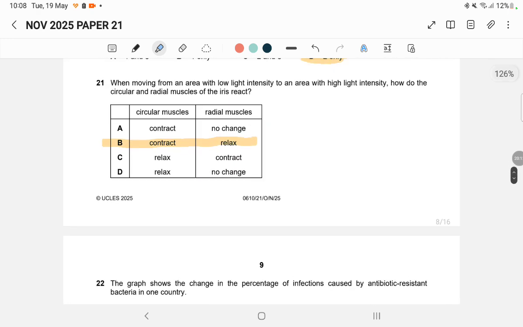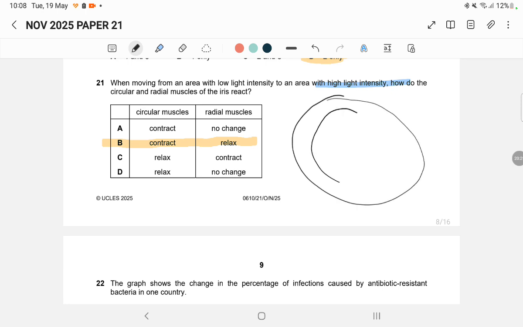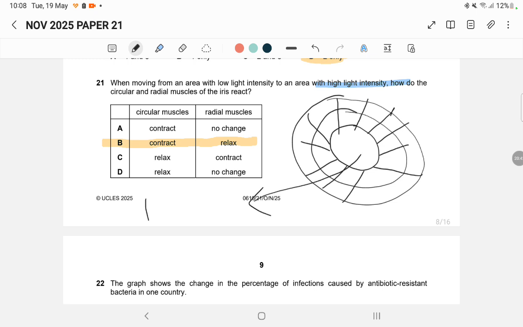It's telling you here, when moving from an area with low light intensity to an area with high light intensity, how do the circular and radial muscles of the iris react? So basically the radial muscles will relax and circular muscles will contract, because we need to narrow that opening of an eye. If I have here my eye, my circular muscles, and here my radial muscles, the radial muscles, which are these lines, if they contract, will pull the pupil to be larger.